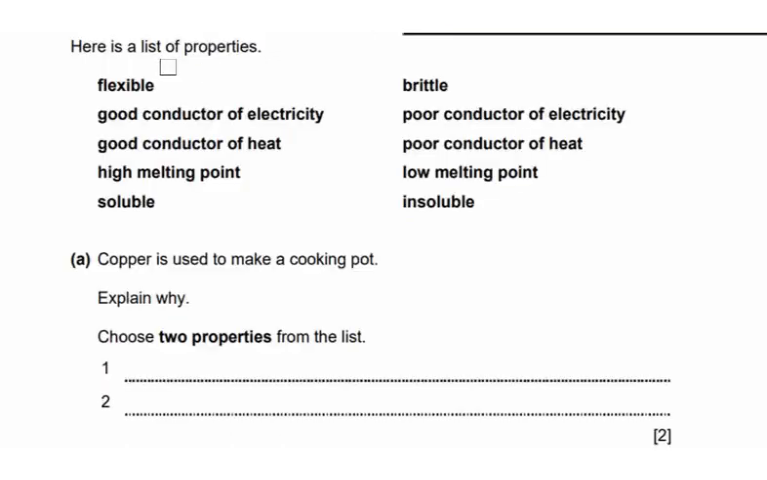Here's a list of properties. This is another question. Flexible, good conductor of electricity, good conductor of heat, high melting point, soluble, brittle, poor conductor of electricity, poor conductor of heat, low melting point, and insoluble. Question A. Copper is used to make a cooking pot. Explain why. Choose 2 properties from the list. 10 seconds from now.